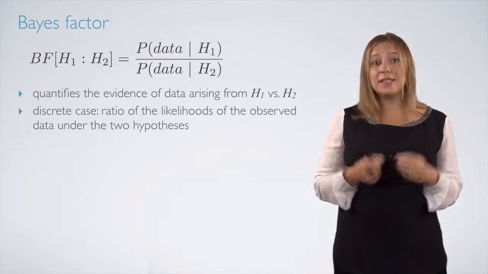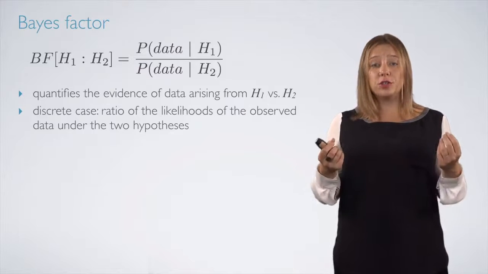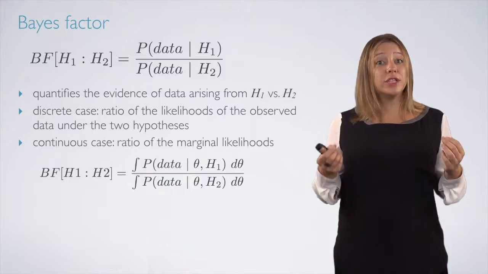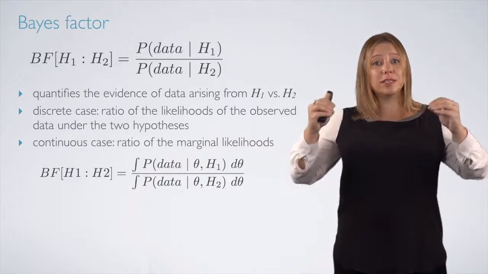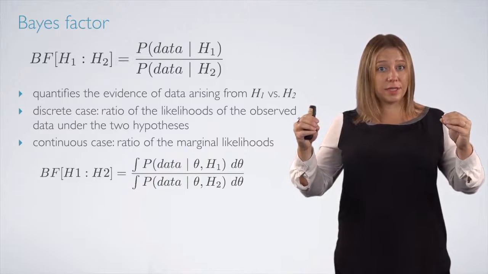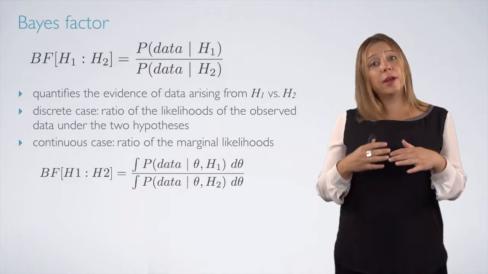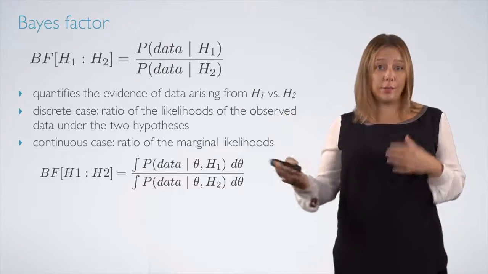In a discrete case, this is simply the ratio of the likelihoods of the observed data under the two hypotheses or models. However, in a continuous case, it's the ratio of the marginal likelihoods. In this way, we are considering all possible values of the model parameters theta. In this video, we will stick with the simpler discrete case, and in upcoming videos, we will revisit calculating Bayes factors for more complicated models.